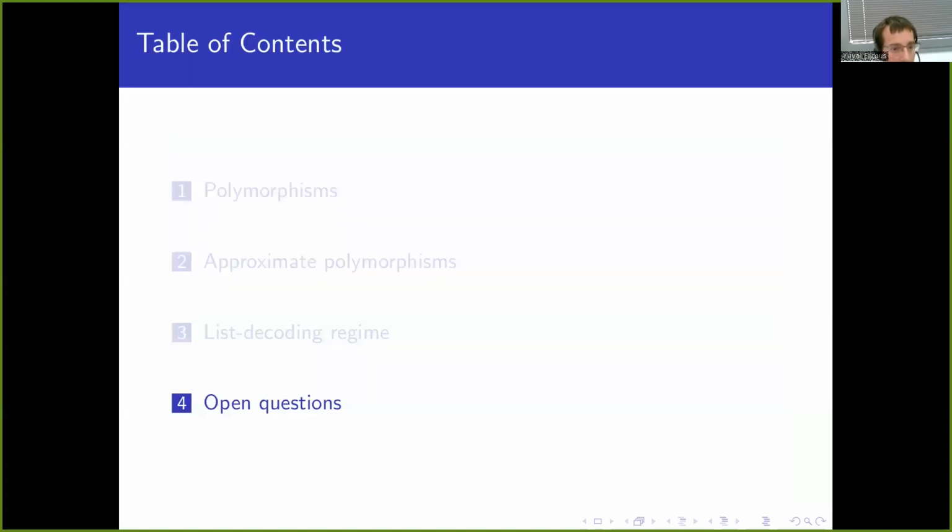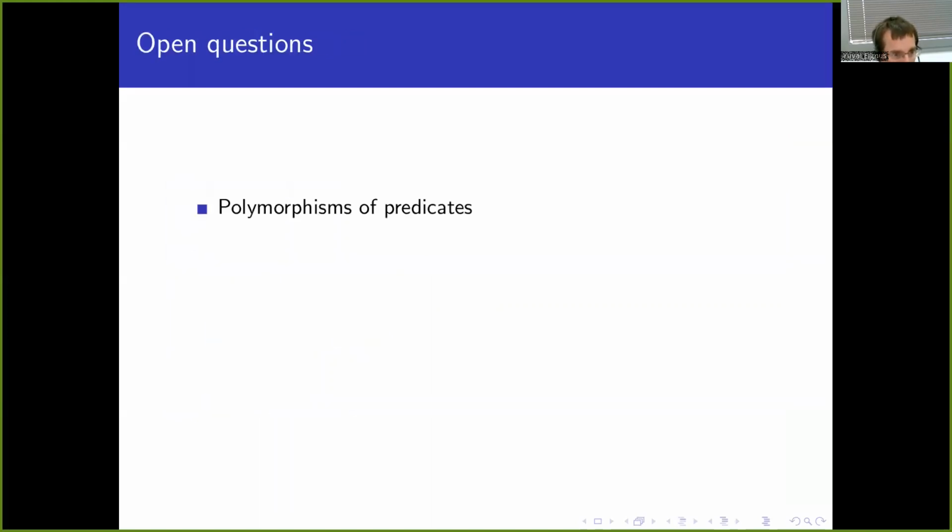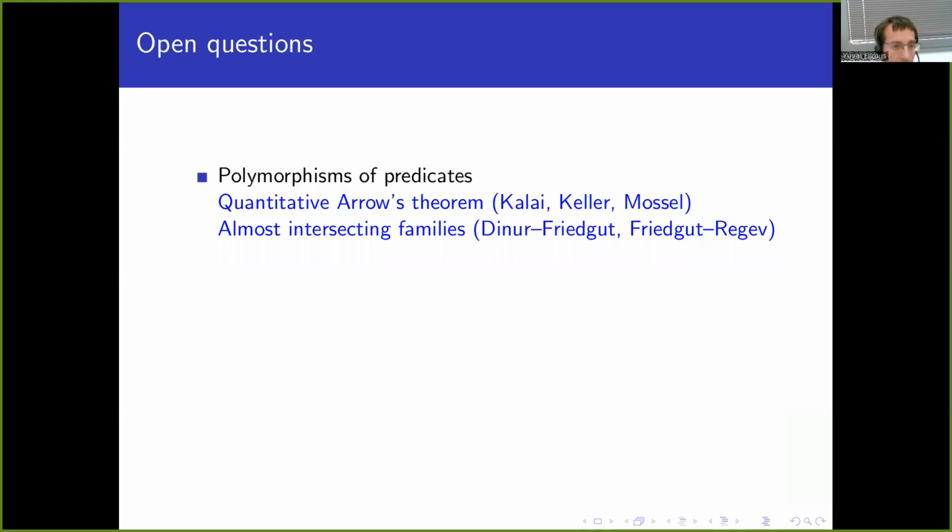Finally, let me very briefly mention some open questions. The first open question is to generalize our work from polymorphisms of functions to polymorphisms of predicates. I'm not going to explain what exactly is a polymorphism of a predicate, but let me just say that this would generalize two seminal results. One of them is a quantitative theorem due to Kalai, Keller, and Mossel, in separate works. And the other one is a recent nice work of Friedgut and Regev about almost intersecting families, which improves earlier work of Dinur and Friedgut.